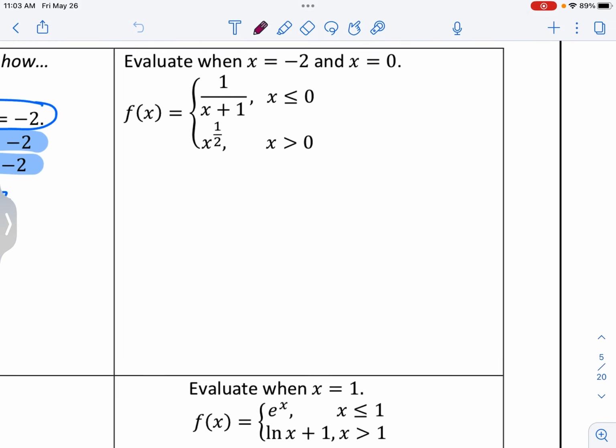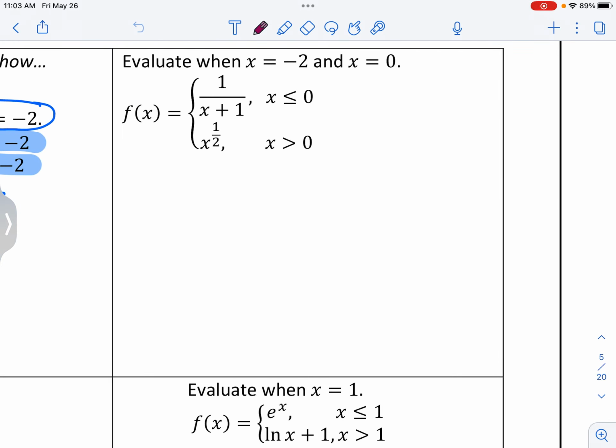We've already looked at the Remember How question. We're going to go through the rest of the packet now. There are actually two separate problems to do with this. First one, we want to evaluate when x equals -2, and we want to evaluate when x equals 0.